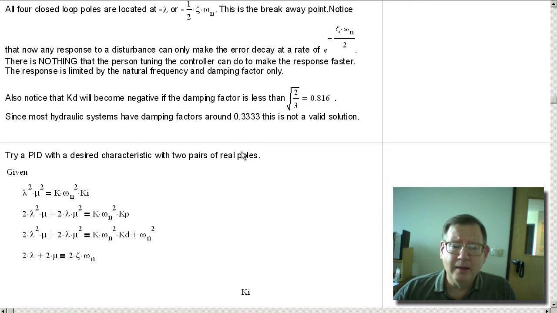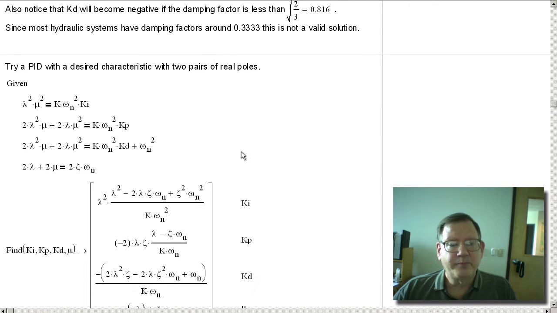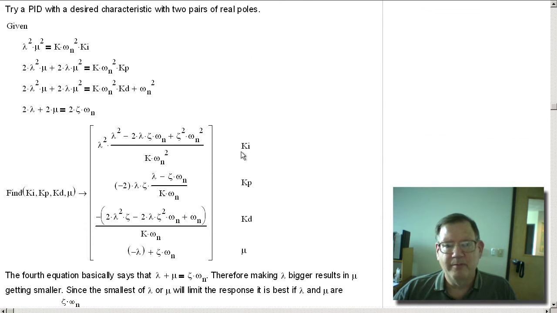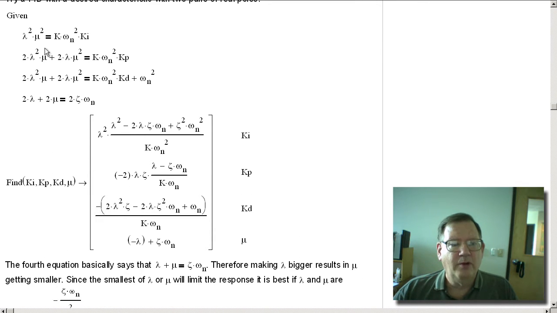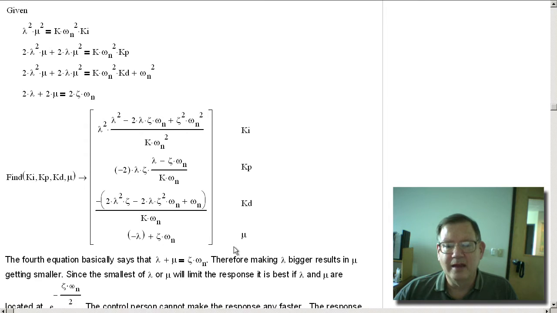So let's try with 2 pairs of real poles. Basically, do the same thing we did before. I'm going to equate all the gains, but there's no KD gain here, so I can have a mu here. I can adjust lambda, but you can see that mu is still going to be equal to zeta times omega minus lambda, or essentially lambda plus mu is going to be equal to zeta omega again.